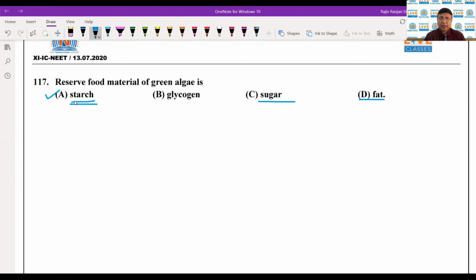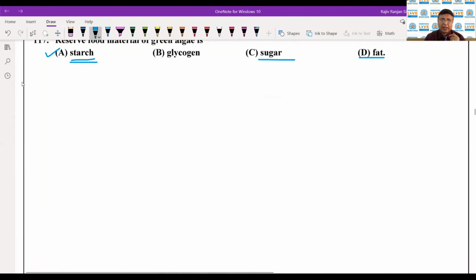स्टार्च इज द करेक्ट आंसर of this question because the green algae just keep their reserve food in the form of starch. Glycogen is found in fungi and bacteria. Sugar is osmotically active, and this is why it is not just kept in the form of the reserve material, because it will just lower down the osmotic potential and water potential of the cell. And the fat is also negligibly just found in green algae as a reserve food. So here the correct answer is starch.